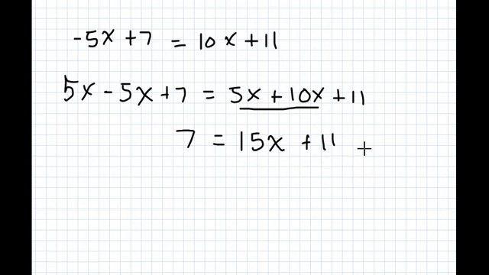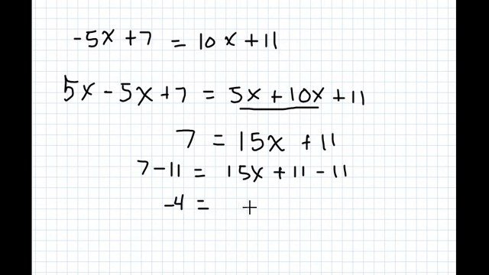So now I'm going to subtract 11 from both sides. I've got to get this 11 over to this side. So 7 minus 11 is equal to 15x plus 11, and then I'm going to subtract 11. So now I'm going to be left with 7 minus 11, so that becomes a negative 4, the difference. And because we have a positive 11 and a minus 11, that goes away. That's what the whole idea of that was.